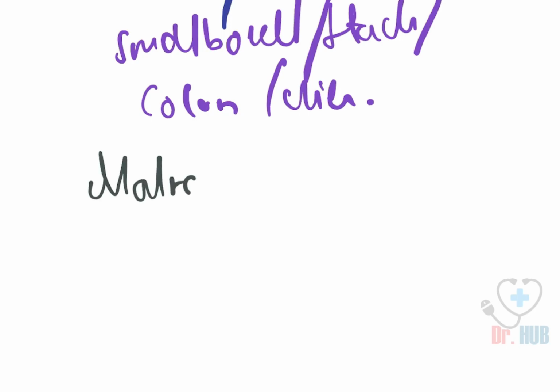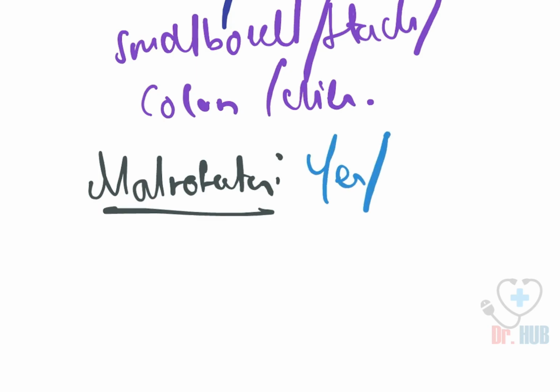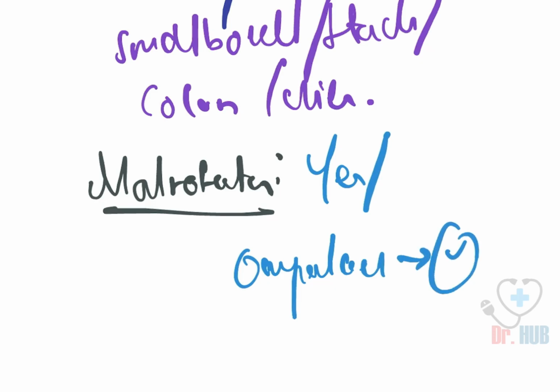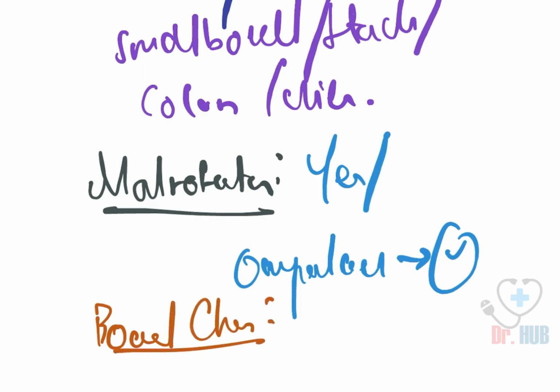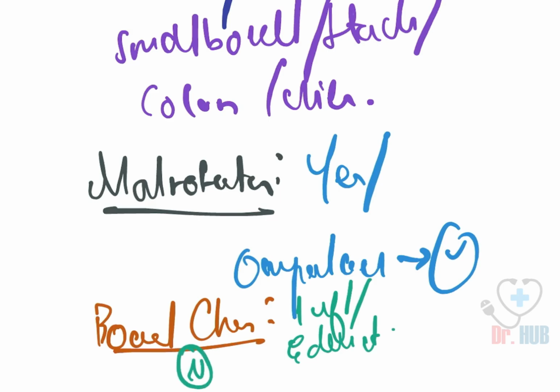Next, we look at the malrotation. Malrotation is present in both: yes in gastroschisis, and yes in Omphalocele. Then we move on to the bowel character. So what is the bowel character? In gastroschisis, it is inflammatory as well as edematous, and in case of the Omphalocele, it is normal.